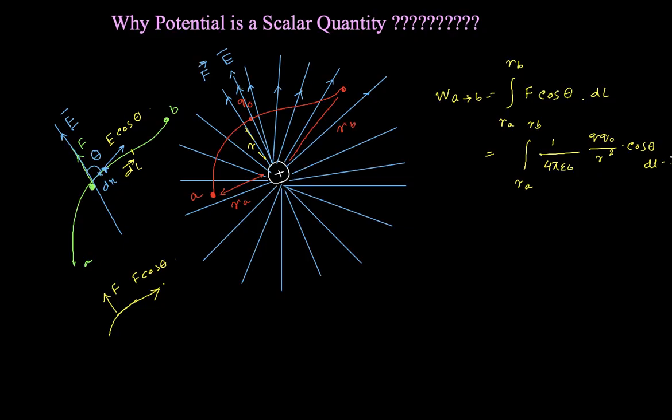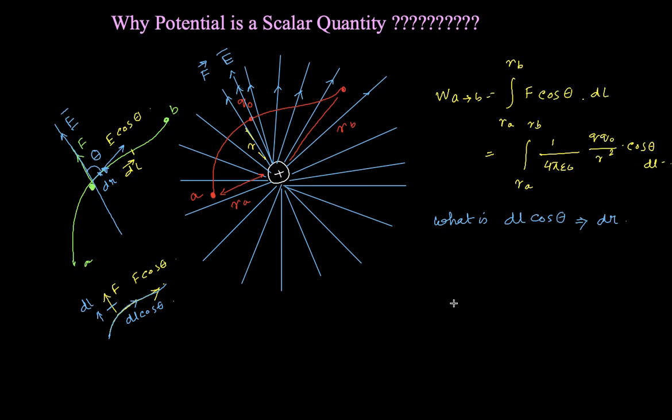Now, what is dl cos theta? If the force is in this direction, then dl should also be in this direction. But the charge is displaced from A to B along the path, so dl is along the path, and its component along the force is dl cos theta. So dl cos theta is nothing but dr.